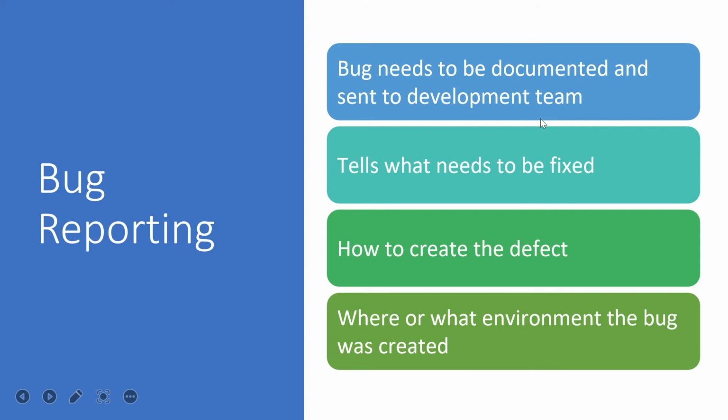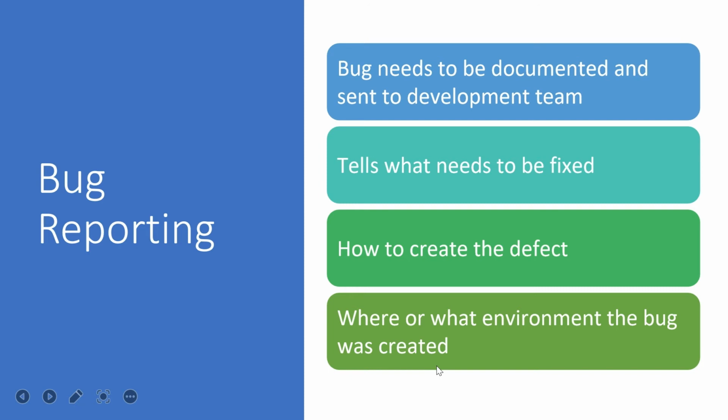So that is the main purpose of the bug reporting. It tells what needs to be fixed and how to create the defect. And we'll also have detail of where, or what environment, the bug was created. Sometimes it'll work on Chrome, but it will not work on Firefox or Safari.